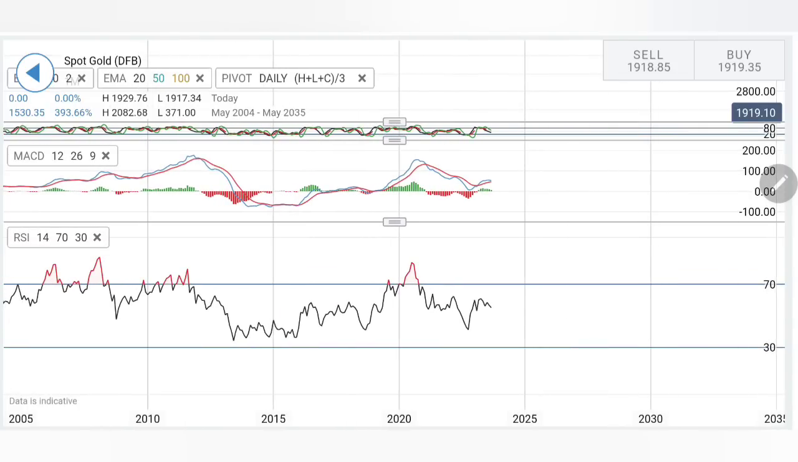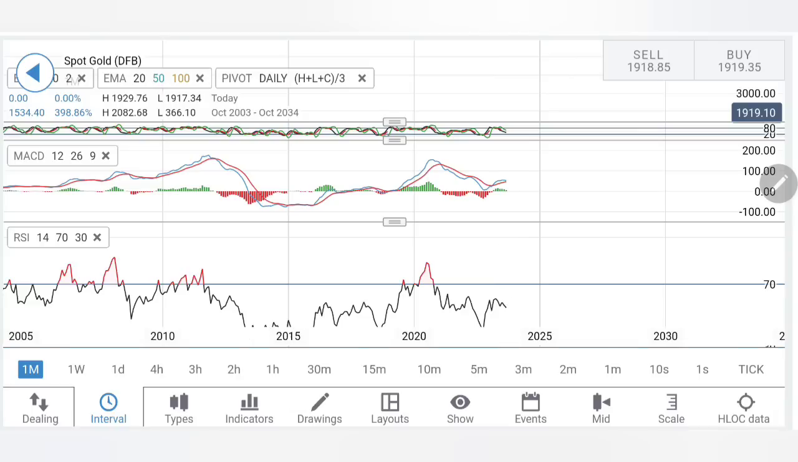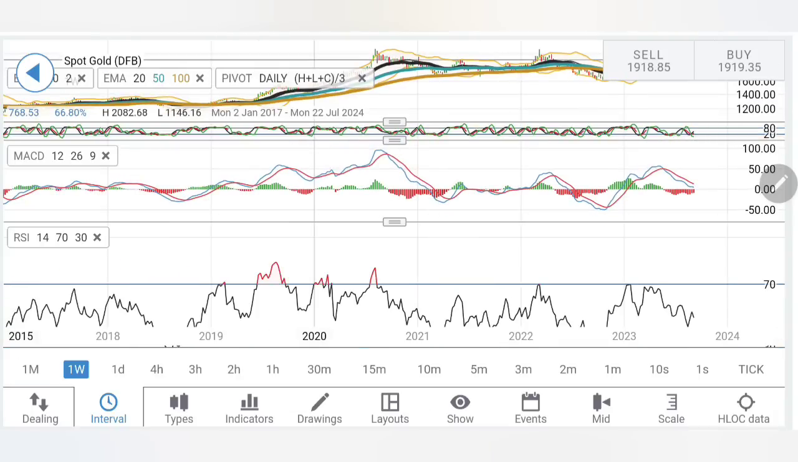On the RSI, you will find RSI is trading in a comfort zone. It has seen a V-shaped recovery here after the drop, now trading comfortably. But if you look at the curve here, it is downside, which is suggestive of slight bearishness. Now let's have a look at the weekly charts.